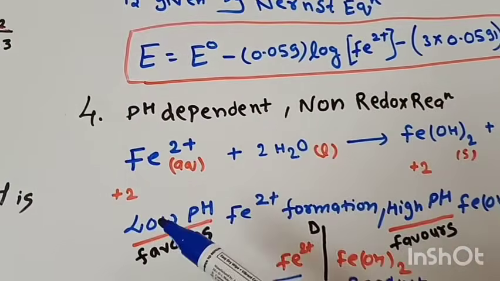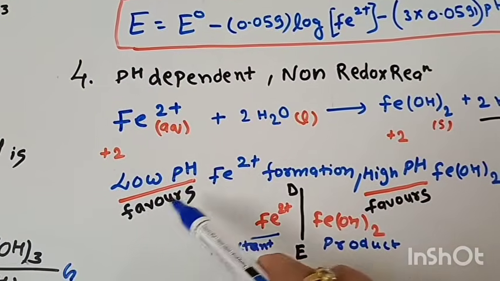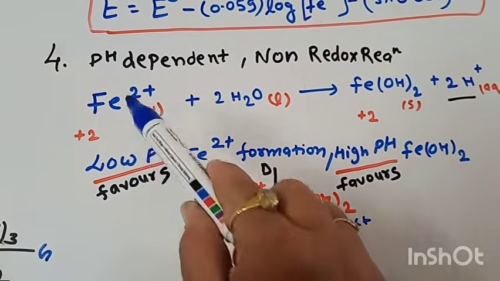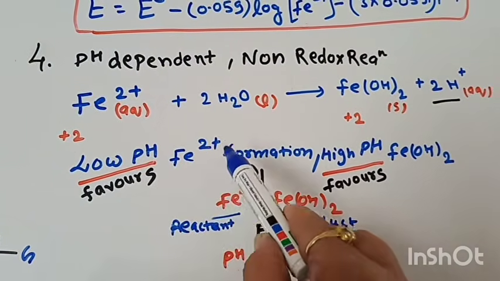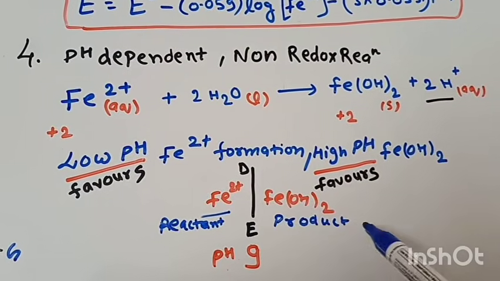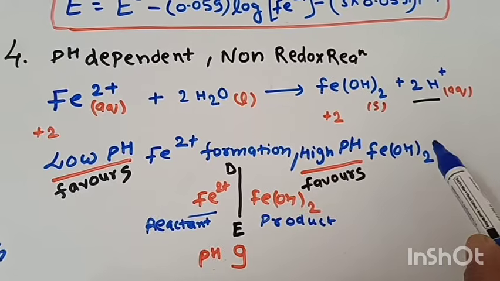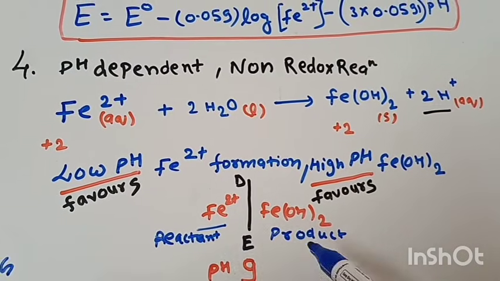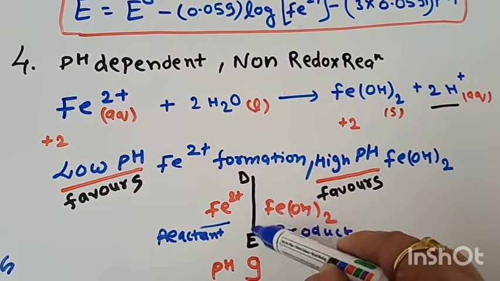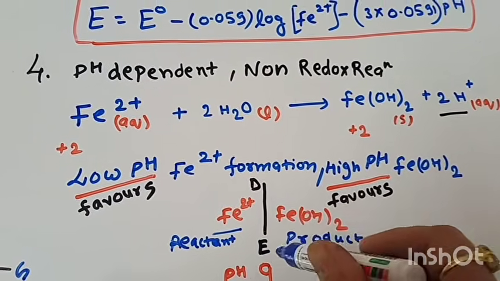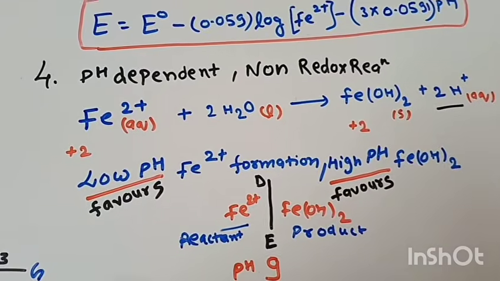In the reaction, on one side the low pH values, meaning values less than 9, will favor the formation of our ferrous ions, and our high pH value will favor the formation of our ferrous hydroxide, that is our product. Means our reactants are converting to the product, but in between there is a boundary line, that is our DE vertical line. It is acting as a divider here. So this reaction is clear, I hope.